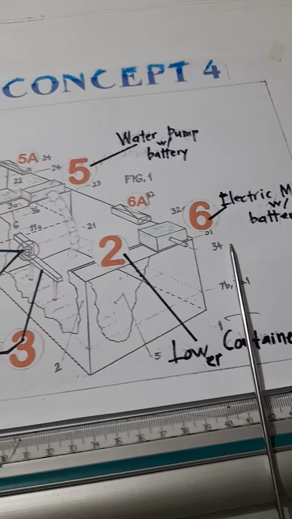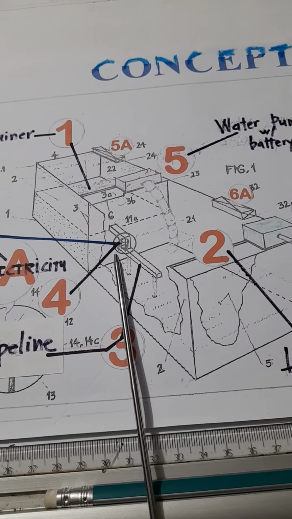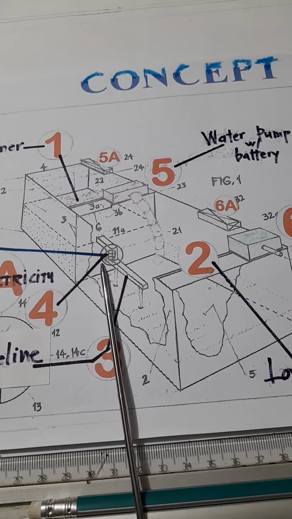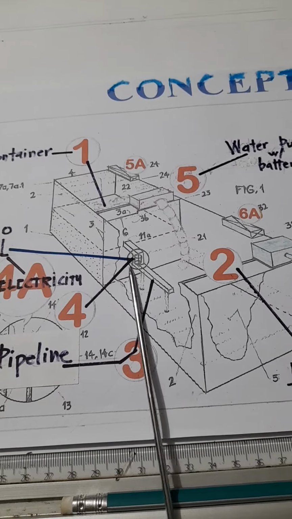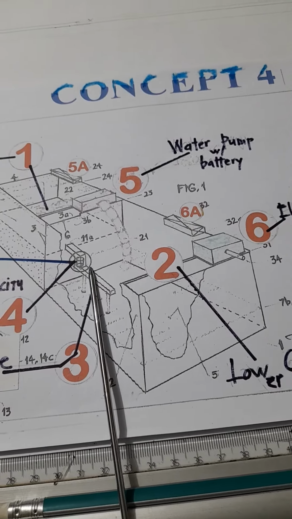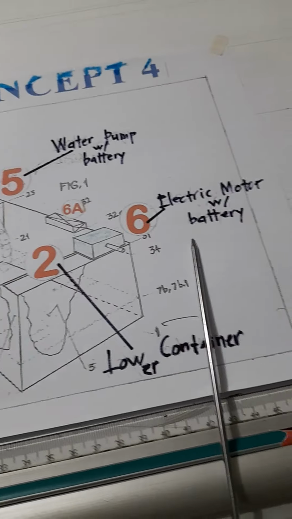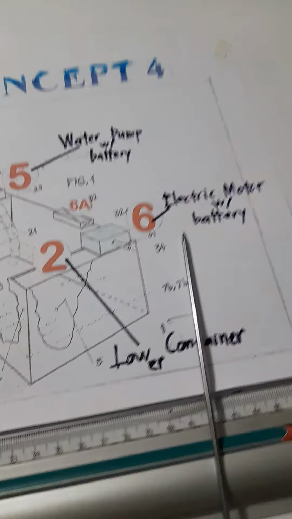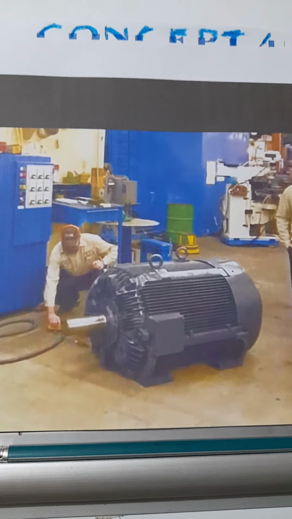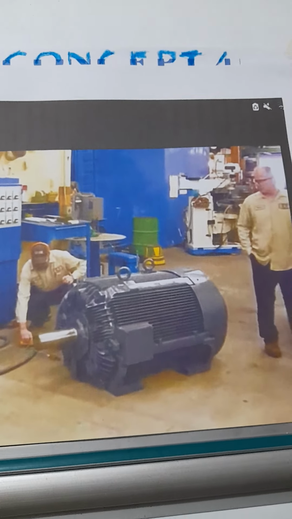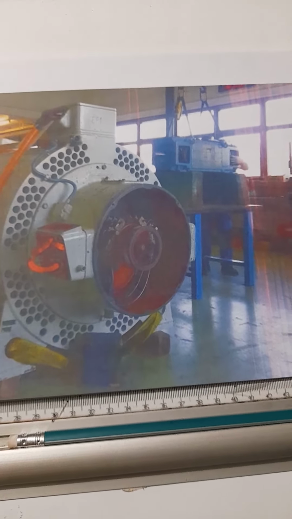It is different from the electricity generated by the vertical turbine, which only supplies electricity to the water pump and to the electric motor. This is a sample of the electric motor. Very huge. This one also very huge. I do not know how much electricity is needed here.